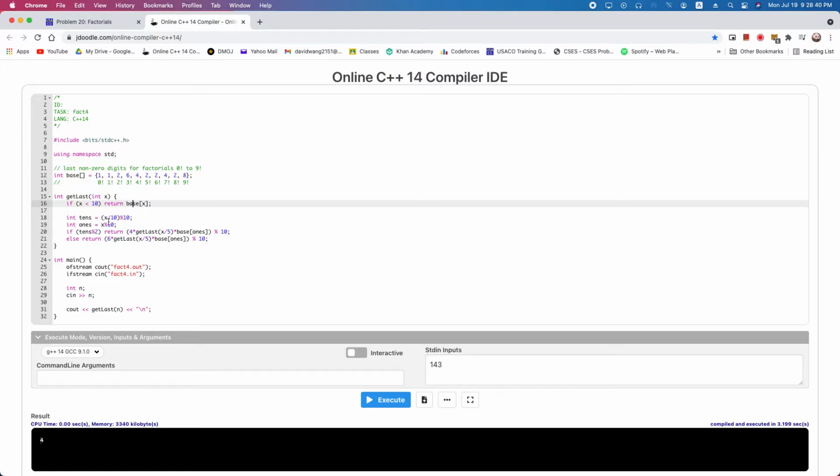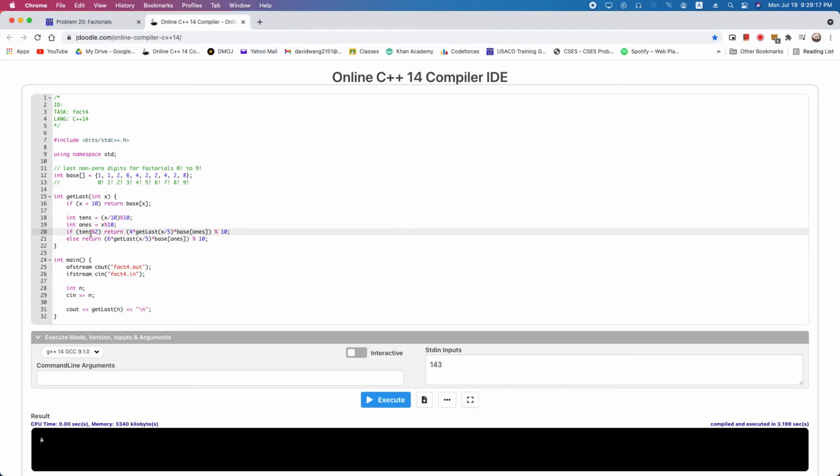Otherwise, we get the tens digit by dividing x by 10 and then taking it modulo 10. Dividing by 10 removes the last digit of x, which basically removes the ones digit, and now the tens digit is at the last place of the number. Now we take it modulo 10, which removes everything other than the last digit. So we get the tens digit, and the ones digit is the same: x modulo 10. This modulo 10 removes all the numbers other than the last digit.